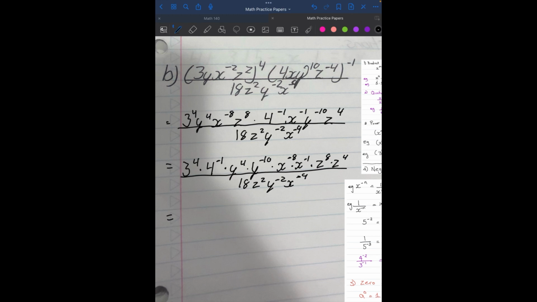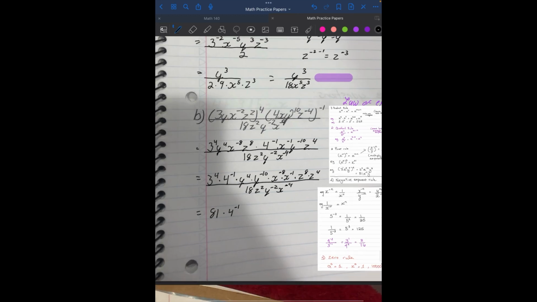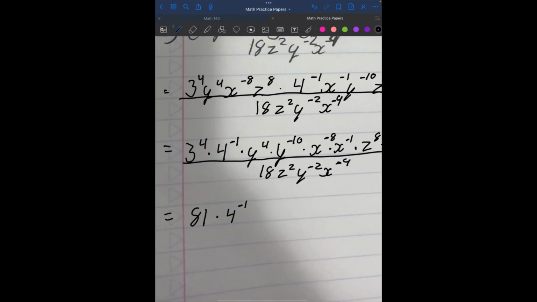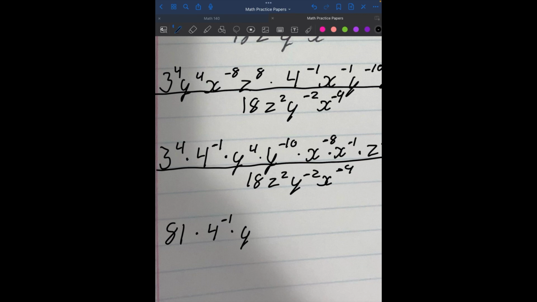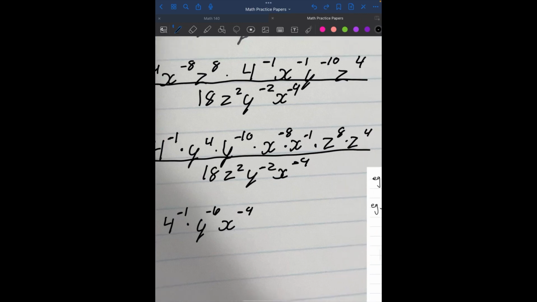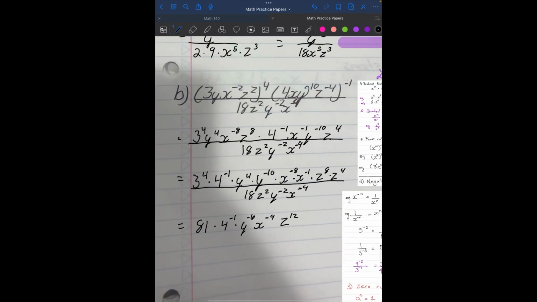3 to the power of 4 is 81. We're leaving this because we have to put this in the denominator by the negative exponent rule to make the exponent positive. And then that's y to the power of 4 minus 10, that's y to the power negative 6, x to the power negative 9, z to the power 12, over 18 z squared, y to the power negative 2, x to the power negative 9.